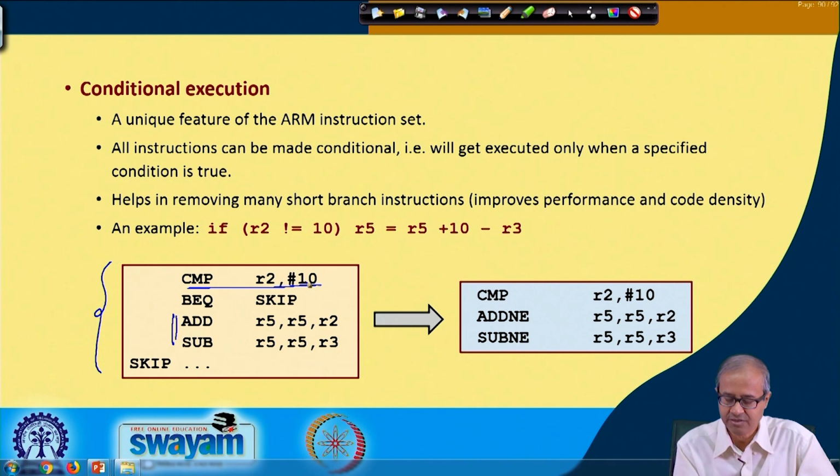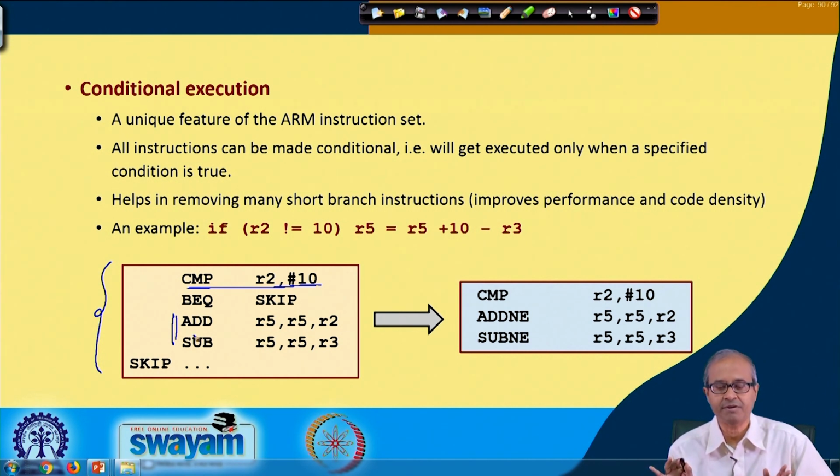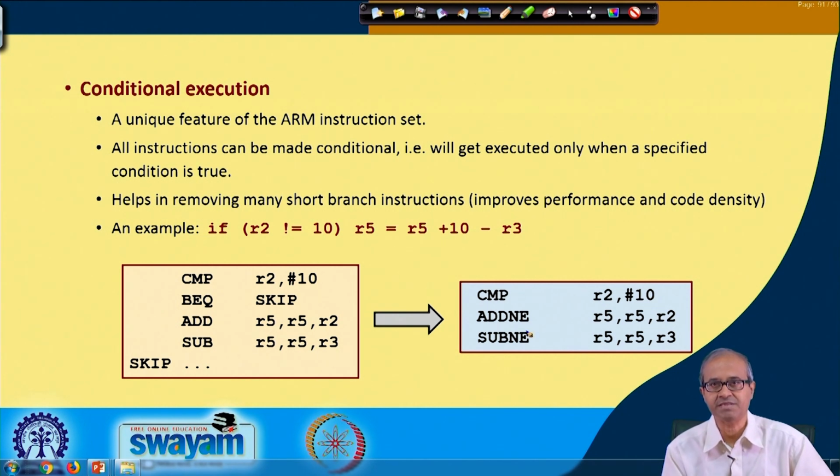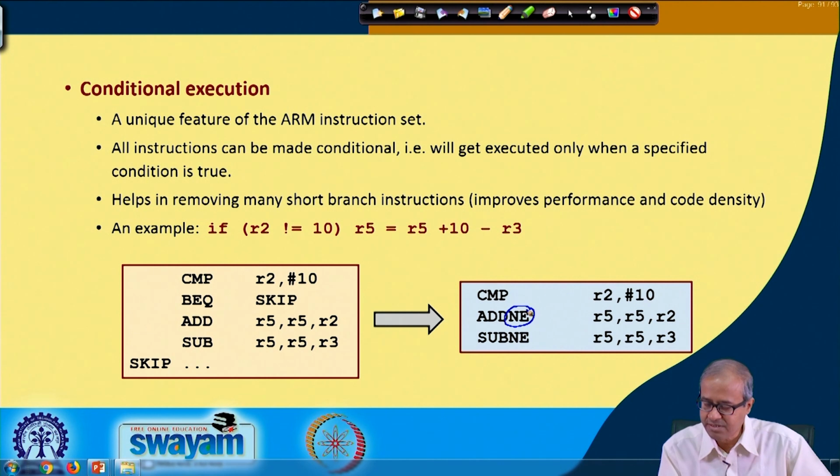I am first adding 10 to R5, then I am subtracting R3 from that, right. Now, see, this implementation is fine, there is no problem here, but the only thing that I want to say is that here I am requiring one branch instruction. But if I use the conditional variety of implementation like this, you see what we have done here? We are again comparing R2 with 10. The next add and subtract instructions, we have added with a conditional postfix, not equal. That means, if not equal, then you do add, if not equal, then you do sub.